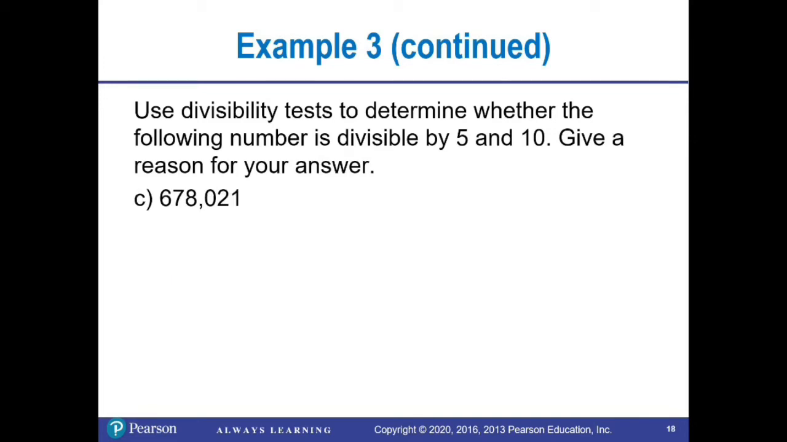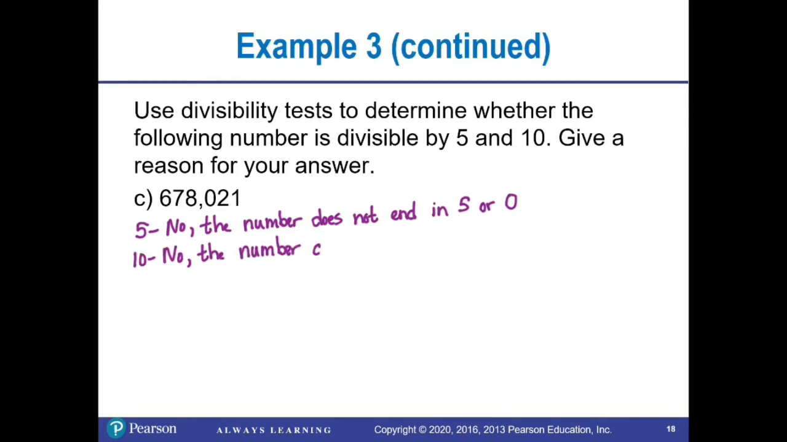Part C, 678,021. This number is not divisible by 5 because it does not end in 5 or 0. This number is also not divisible by 10 because the number does not end in 0.